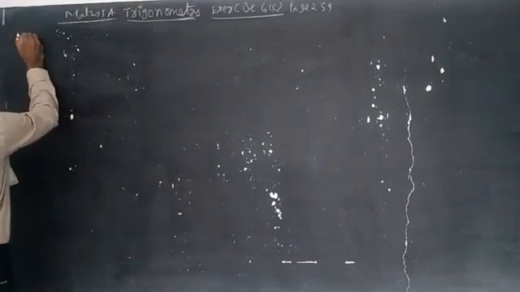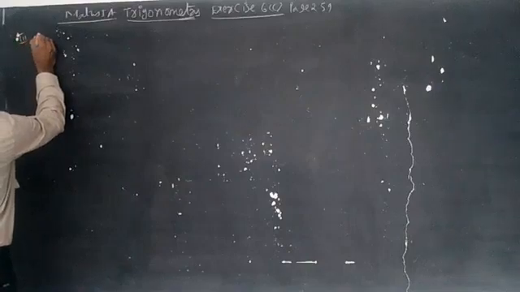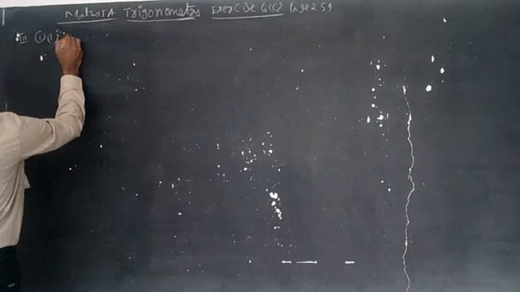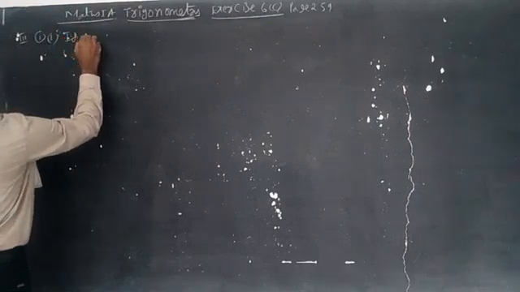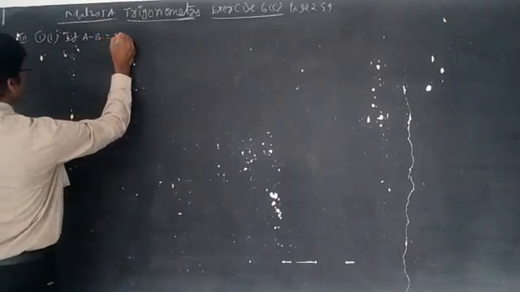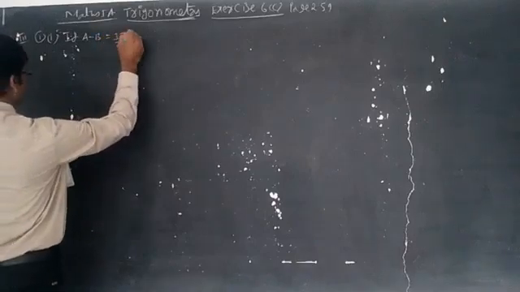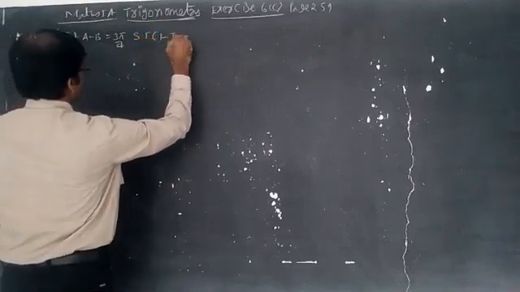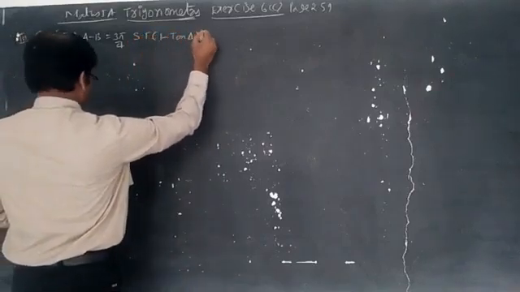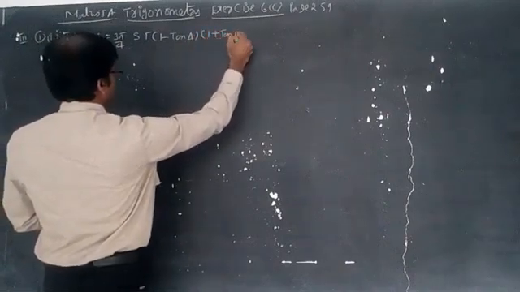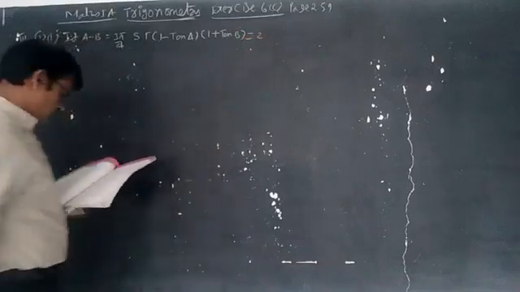Roman number 3, first one. If a minus b is equal to 3 pi by 4, show that 1 minus tan a into 1 plus tan b is equal to 2.